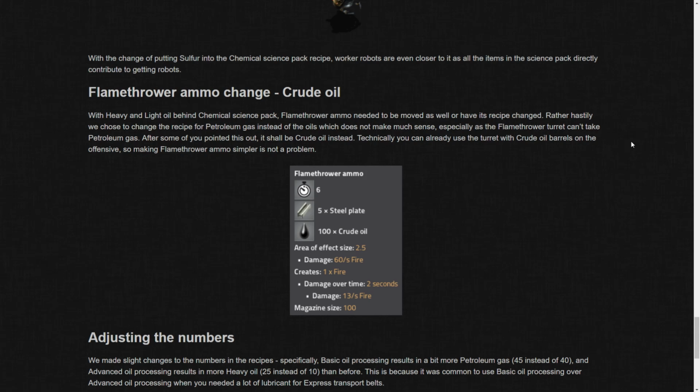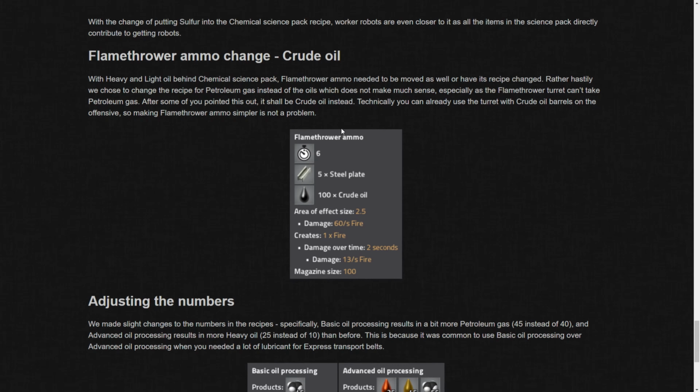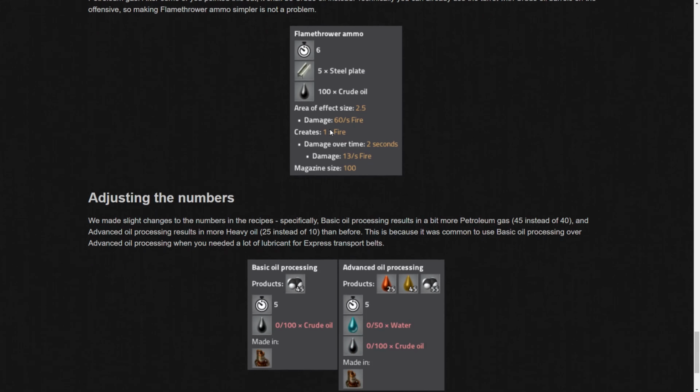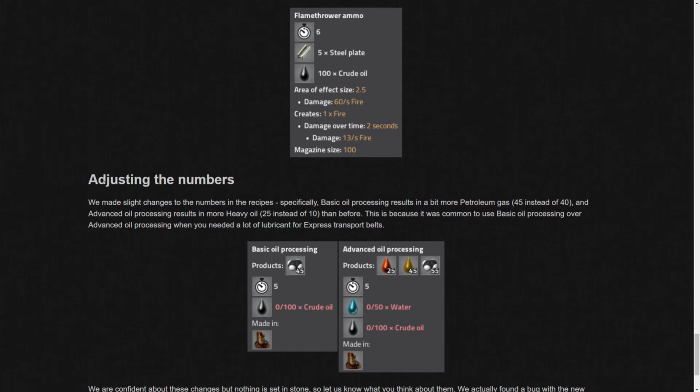Technically, you can already use the turret with crude oil barrels on the offensive, so making flamethrower ammo simpler is not a problem. Yeah, I mean, you could already use crude oil for flamethrower turrets anyway. So it makes sense. This one's pretty much fine to me. Yep.